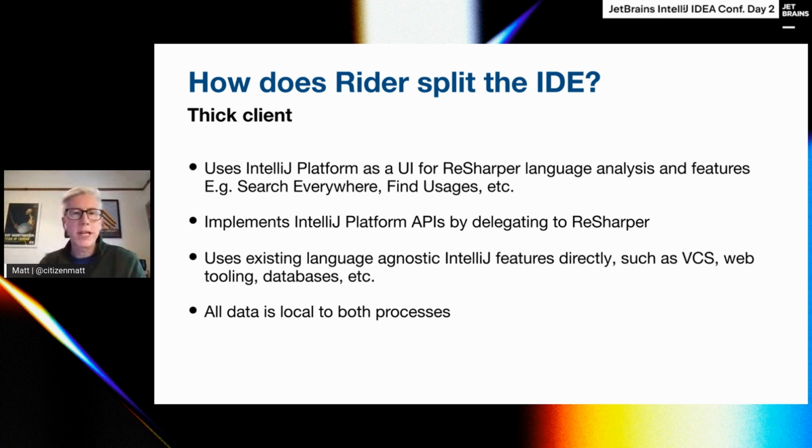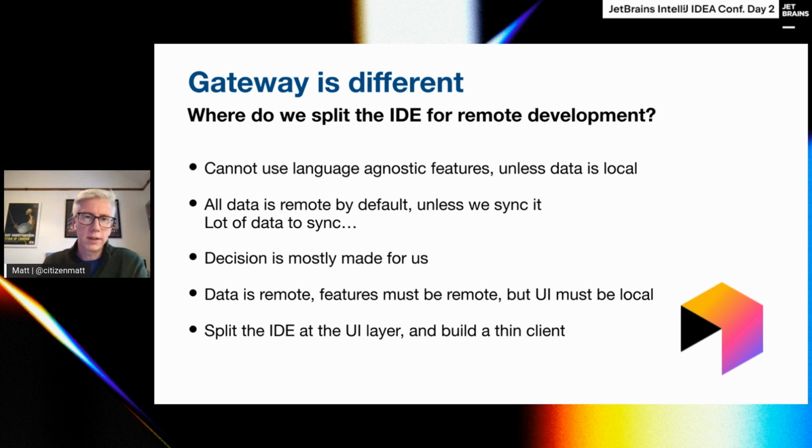It also gets to reuse some existing language agnostic features such as version control, web tooling, databases, and it gets all that sort of information for free. But the reason it can do this is because all of the data is local to both processes. Gateway doesn't have that luxury. We can't use language agnostic features because the data isn't local.